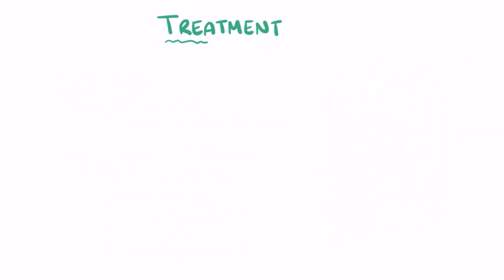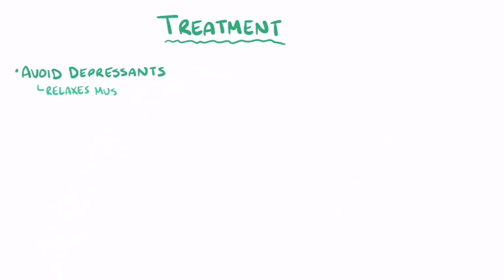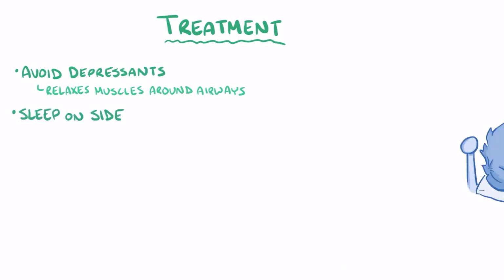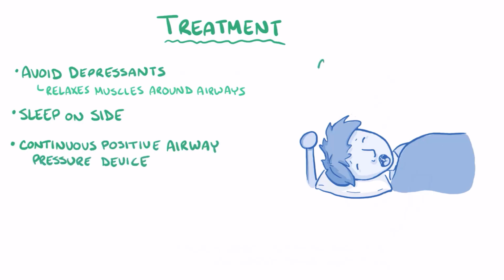Treating sleep apnea starts with avoiding things like sleeping pills, alcohol, and other depressant medications because they can relax the throat muscles around the airways and make the airways more likely to collapse during sleep. In addition, sleeping on the side instead of on the back can also help because it creates better airflow into the lungs. For severe sleep apnea, individuals can use a continuous positive airway pressure device, or a CPAP device for short.